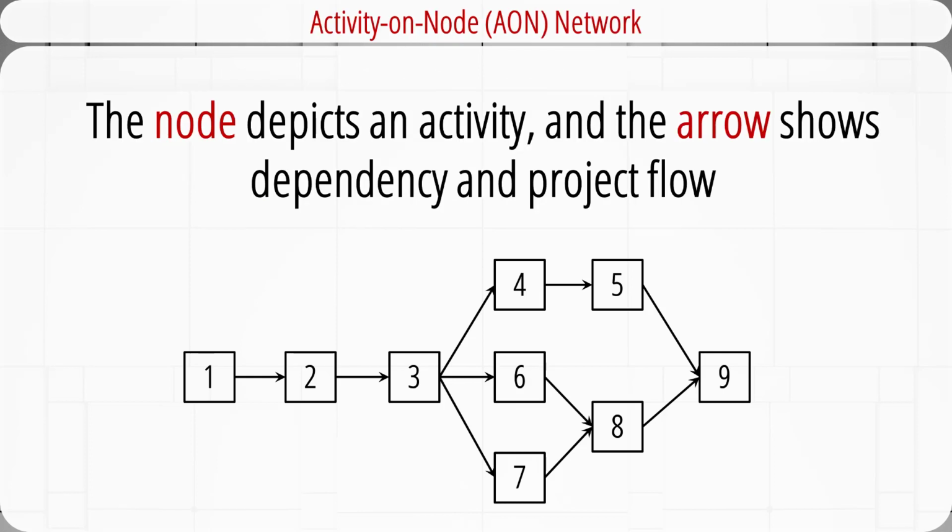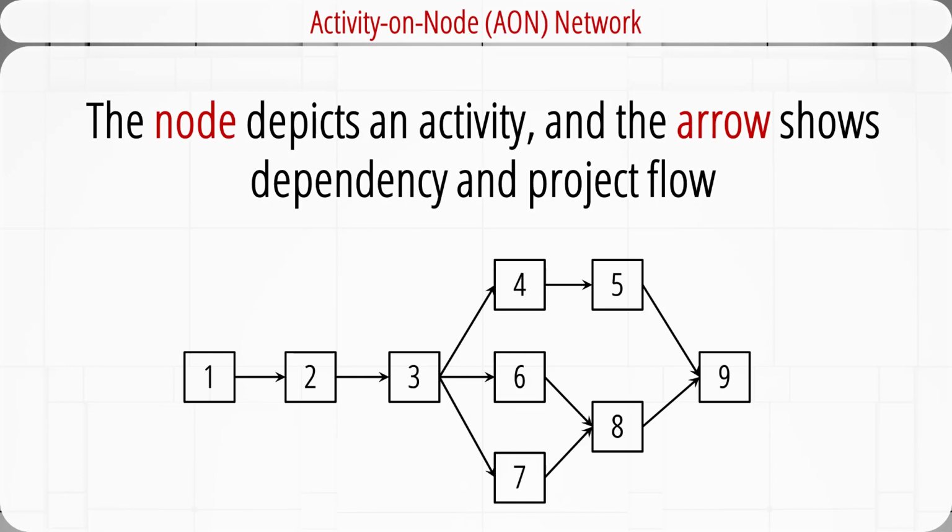There are two different ways of representing a project network: activity on node network and activity on arrow network, or AON and AOA. An AON network uses a node to depict an activity, and an AOA network uses an arrow to depict an activity. The activity on node method has come to dominate most projects, and we will only introduce this method.